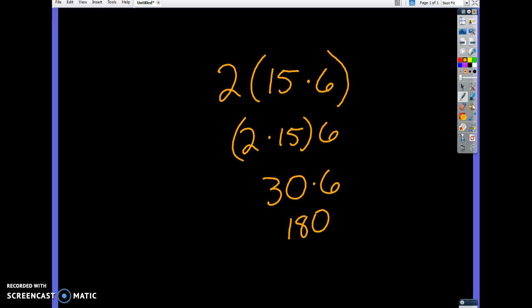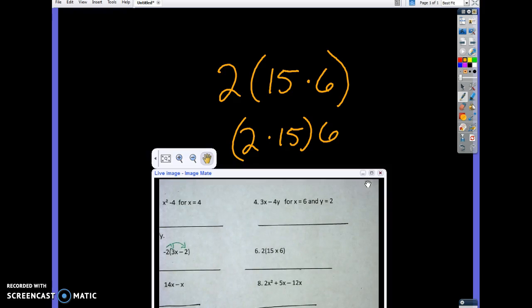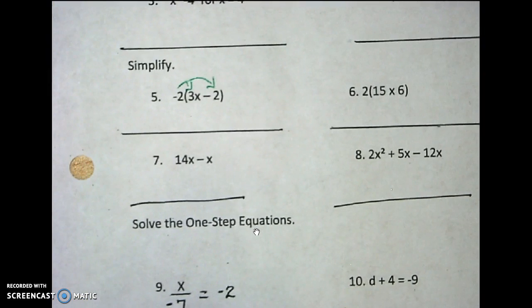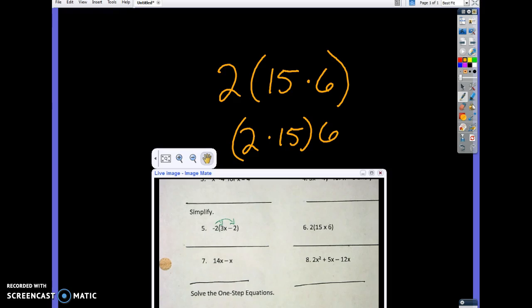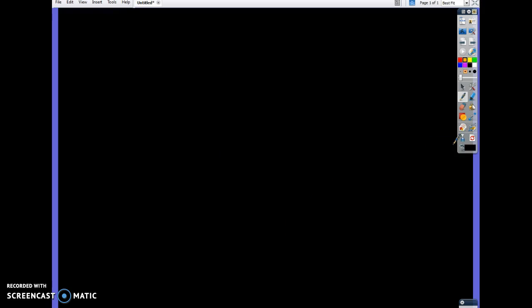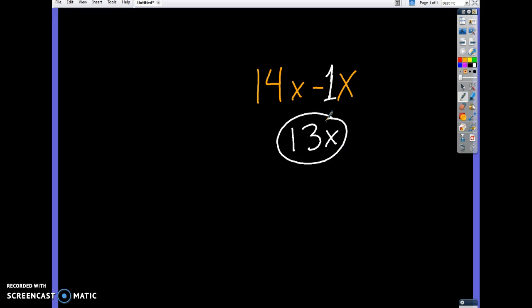Number 7 is going to be 14x minus x. These are two like terms that I have here, 14x minus x. So what I'm going to be able to do, there's always an understood 1 that sits right in front of the variable here. I've got 14 x's. I am taking away 1x. My answer will be 13x.